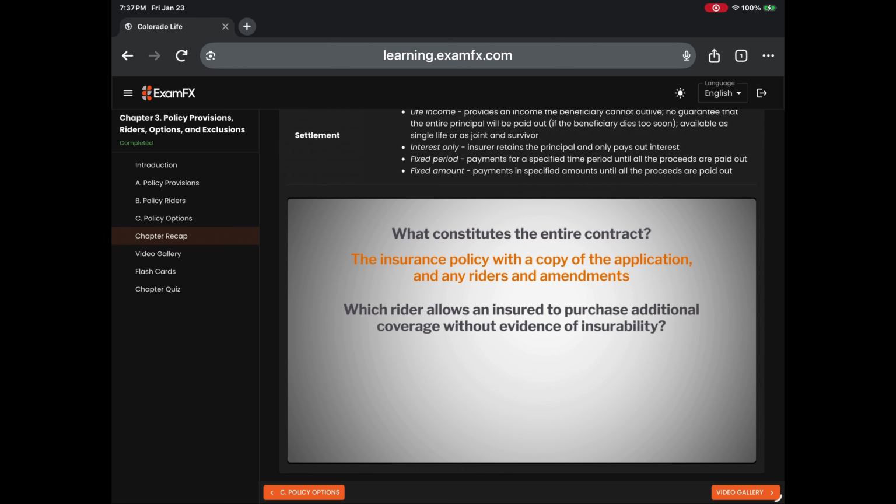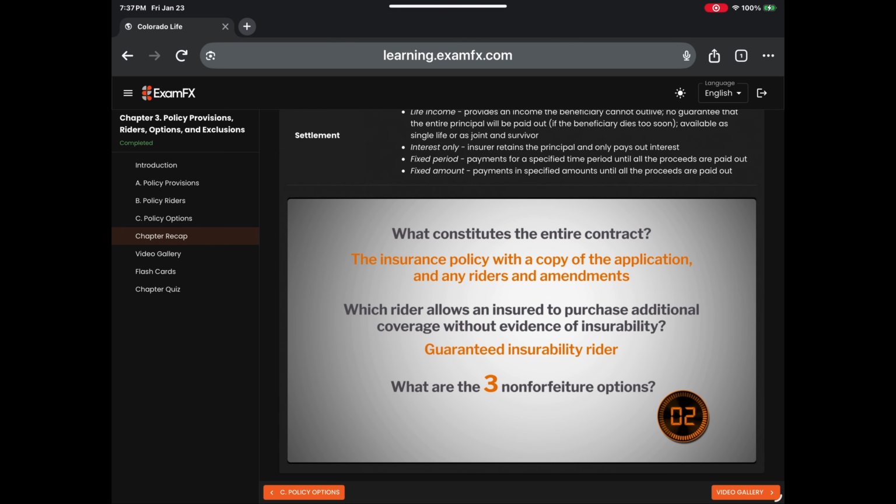Which rider allows an insured to purchase additional coverage without evidence of insurability? Guaranteed insurability rider. What are the 3 non-forfeiture options? Cash surrender value, extended term, and reduced paid-up insurance. Did your answers match up?